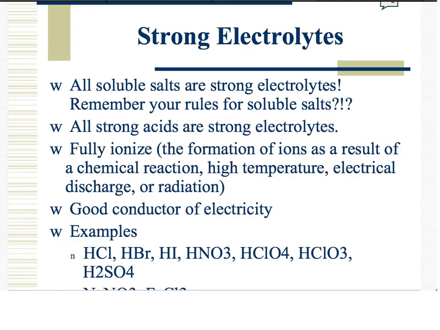So if a substance is a strong electrolyte, what it means is it breaks apart completely and is completely soluble. What does that mean? It means it fully ionizes, or the formation of ions as a result of a chemical reaction, high temperatures, electrical discharge, or radiation. How do we use it? It becomes a good conductor of electricity. Well, your body needs electrical signals in order for your brain to communicate to your hands, your feet, in athletic competition, etc. Some examples of strong electrolytes are here, and KNO3 and FeCl2 are the two that kind of cut off down there.